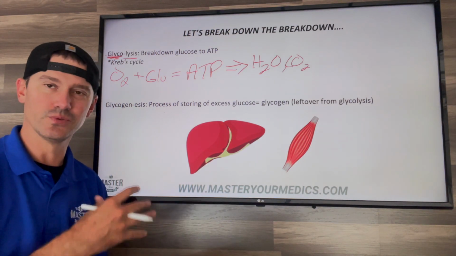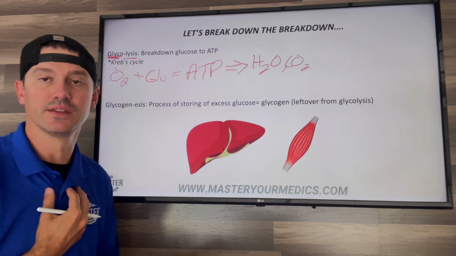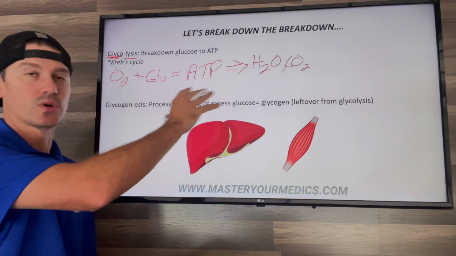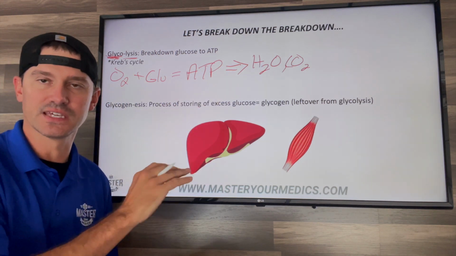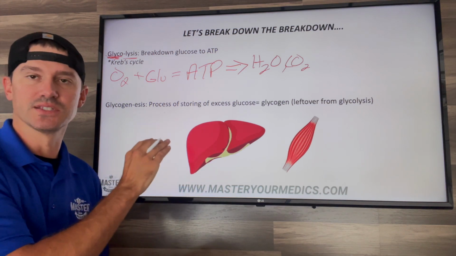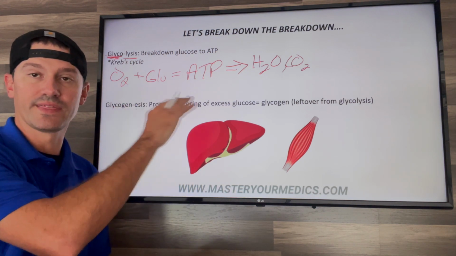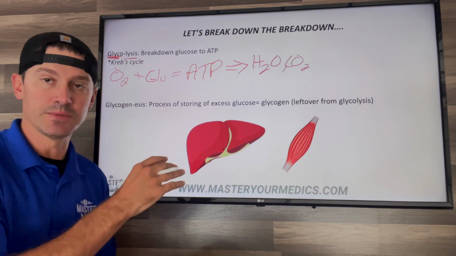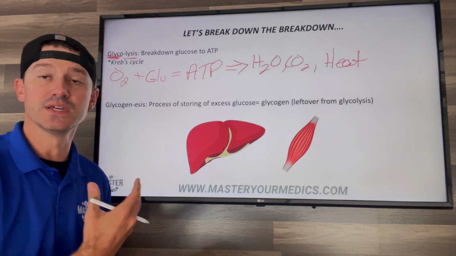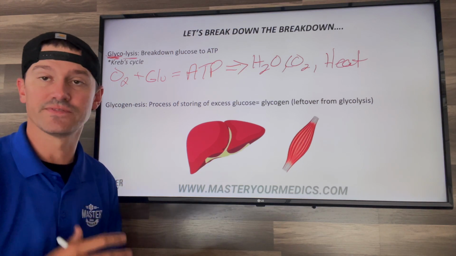Also, a thing to understand is that we are warm-blooded persons. If we broke all this down into a really long, drawn-out chemical equation, thinking way back to chemistry class, this would be considered an exothermic reaction. So with that chemical breakdown of ATP production, there's also heat. That's what makes us our regular temperature of around 98 Fahrenheit.